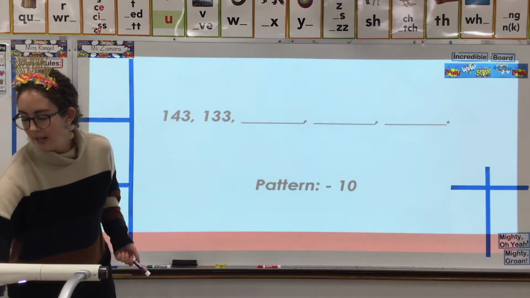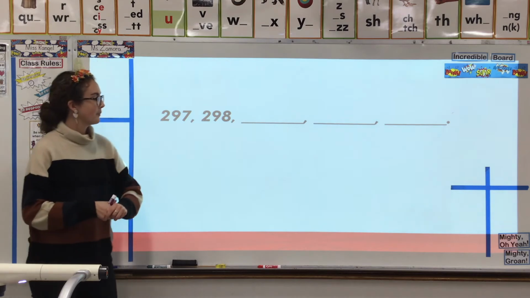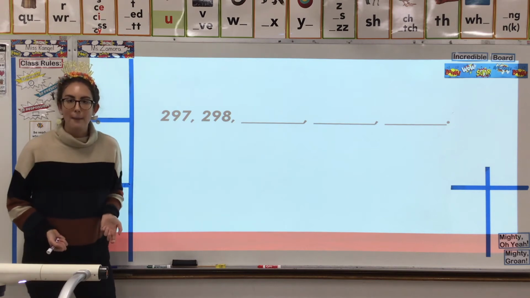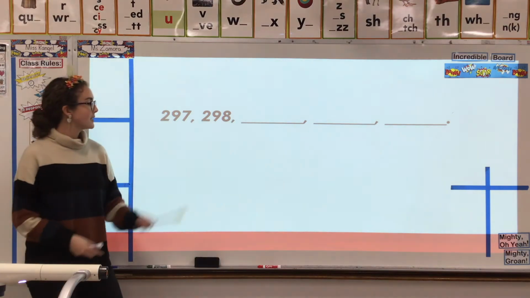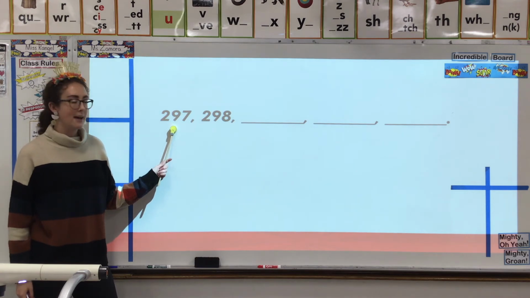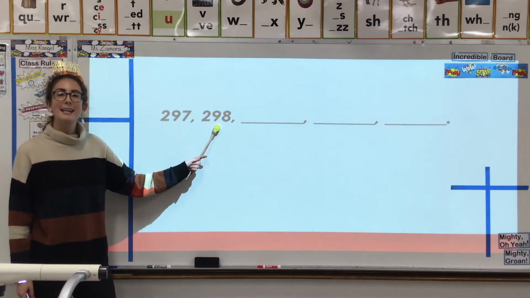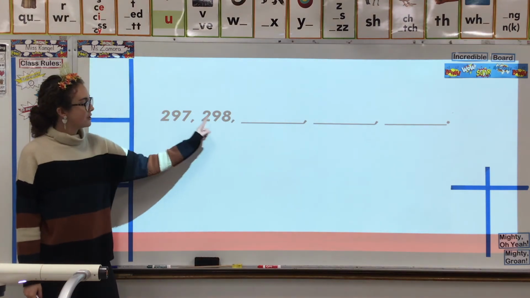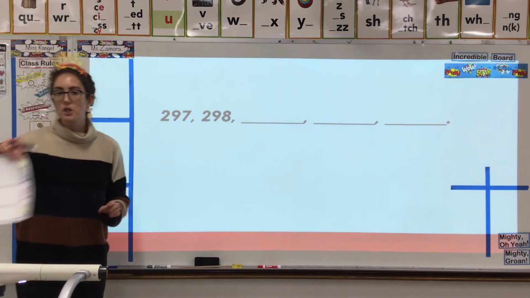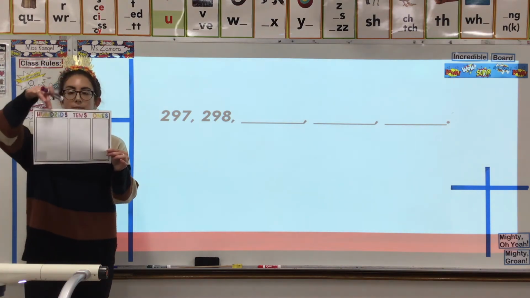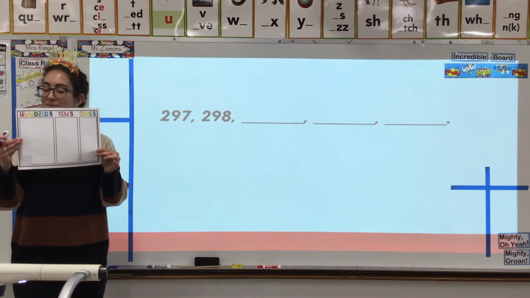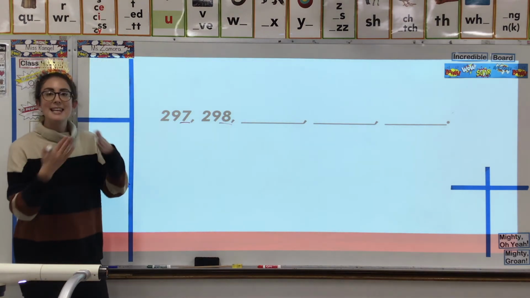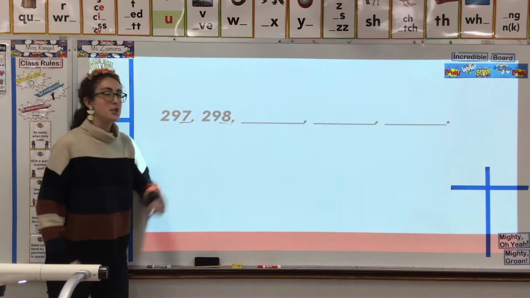Okay, Super Scholars, let's look at this sequence. So we've got 2 clues at the beginning, and it's up to us to figure out what's happening. So we've got 297 to 298. Just between these 2 numbers, what changed? The ones place changed. We see these numbers went from 7 ones to 8 ones.